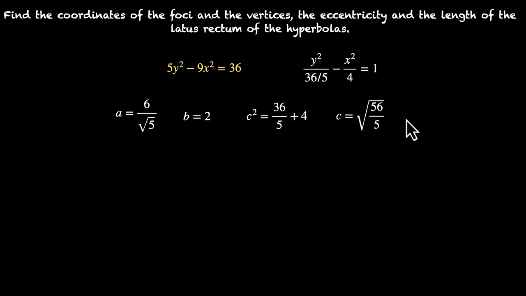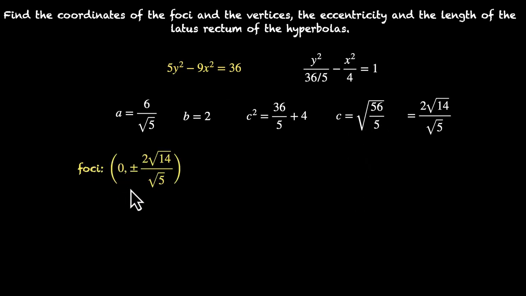We can further simplify this. 56 is 4 times 14. So this becomes 2 root 14 by root 5. That's our c. Now once we have the c, we can figure out the foci and vertices. We have to be careful here. Foci and vertices are on the y-axis. So the coordinates are 0 comma plus minus c, which means 0 comma plus minus 2 root 14 by root 5. Vertices are 0 comma plus minus a, which is 0 comma plus minus 6 by root 5.